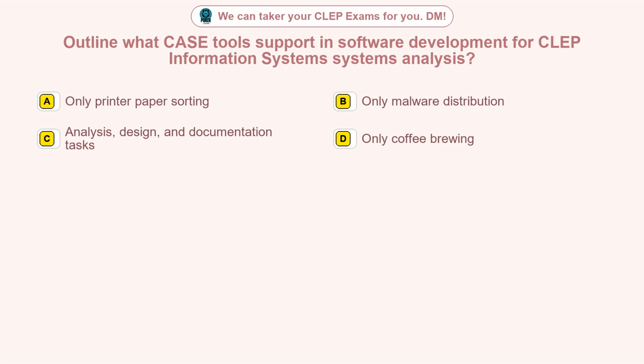Question 72. Outline what case tools support in software development for CLEP Information Systems analysis? Option A, only printer paper sorting. Option B, only malware distribution. Option C, analysis, design, and documentation tasks. Option D, only coffee brewing. The correct answer is option C, analysis, design, and documentation tasks.